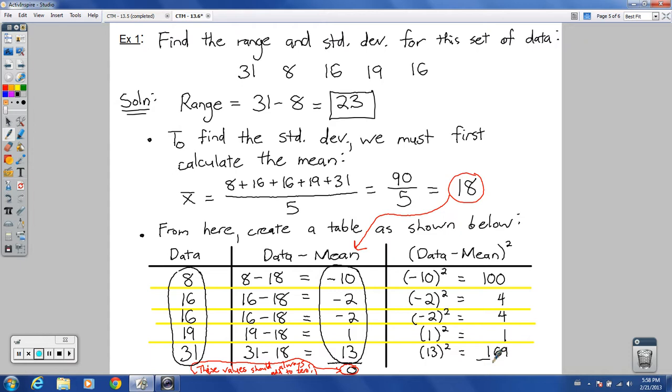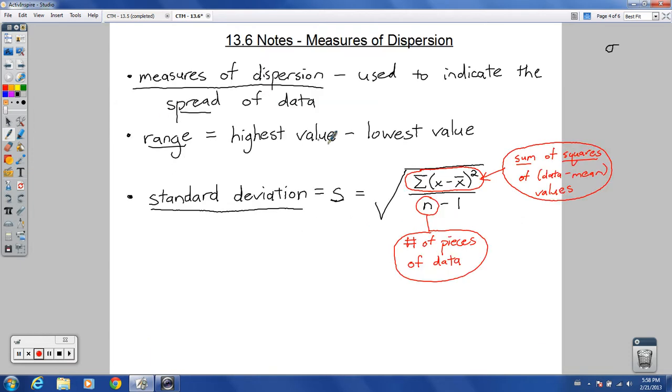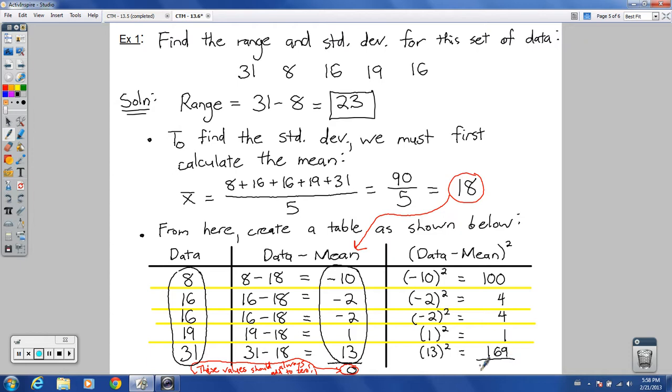If we add these all together, this is the sum of the data minus mean values squared. Interesting, there's that part. That's this whole circled red part, the sum of the data minus mean values squared. So this is the most important number right here. Down here is the most important number from this whole table. This is what we're trying to get at the very end. But we had to do all this work to get there. So if we add all these up, we're going to end up getting 278. So that's the big number, the most important number.